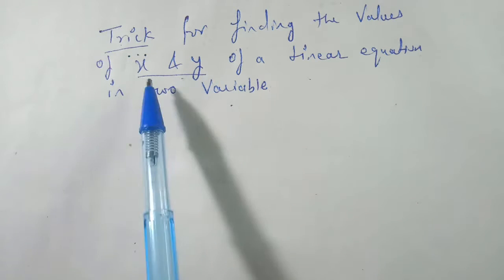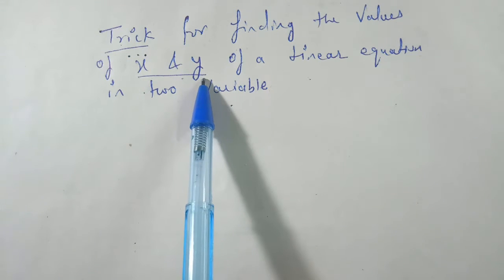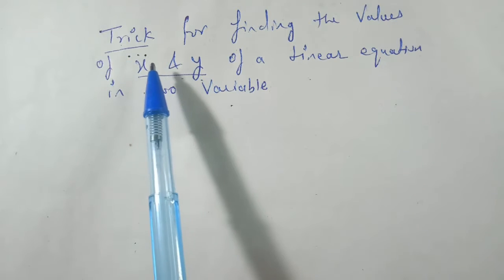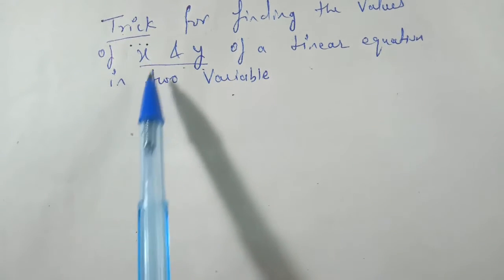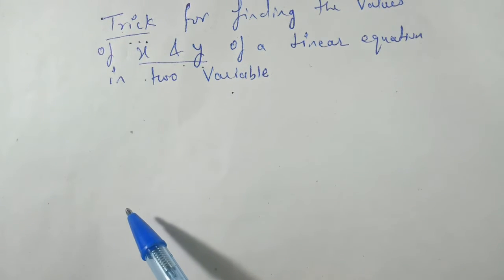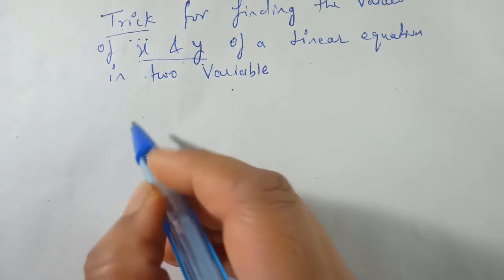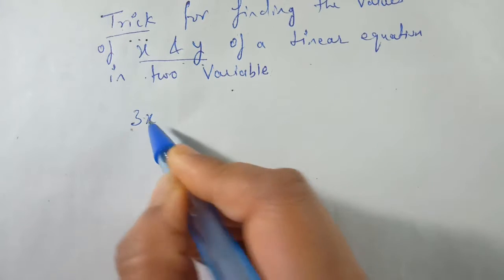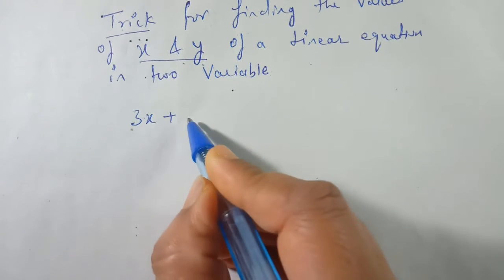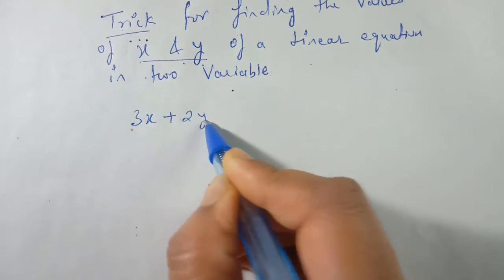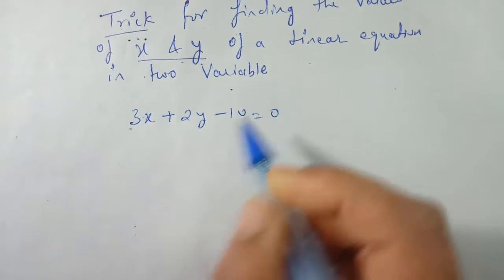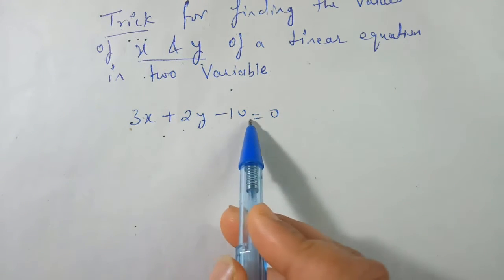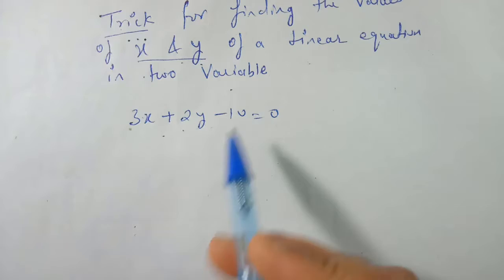We need the value of x and y to plot it on the graph. So without doing the calculation, within a second, how can we find the value of x and y? That we're going to learn. But the condition is that let us take the linear equation. Let the linear equation be this: 3x plus 2y minus 10 is equal to 0.